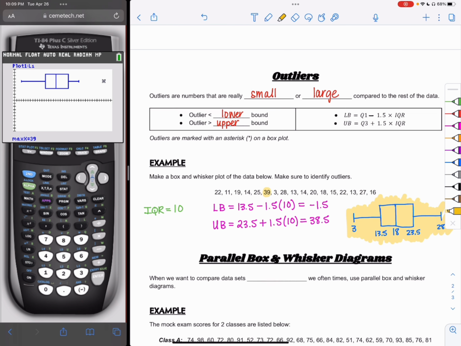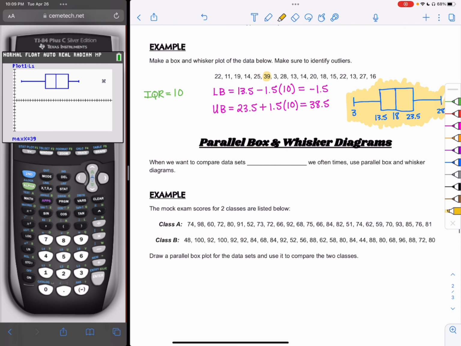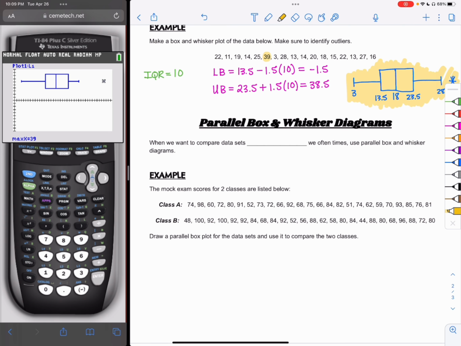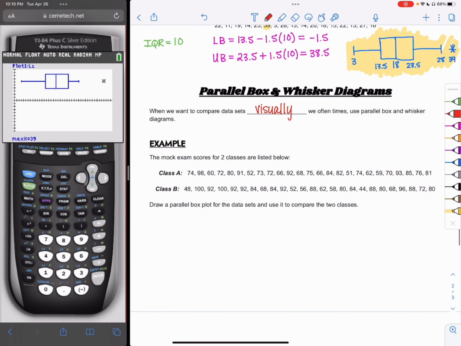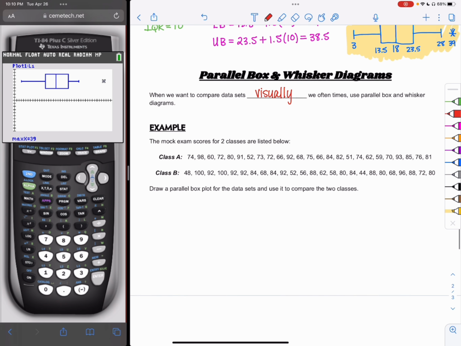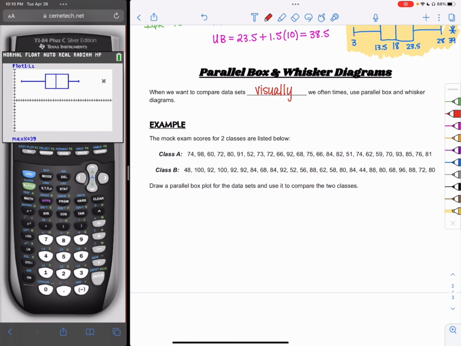All right. So last but not least, let's talk about parallel box and whisker diagrams. So anytime you are going to compare data sets, we use parallel box and whisker diagrams, and we normally have them on top of each other, okay, so that you can make a visual comparison. All right, so this is specifically for making a visual comparison. All right, so let's look at an example here. So it says the mock exam scores for 2 classes are listed below, and here's what we have here as far as these scores go.